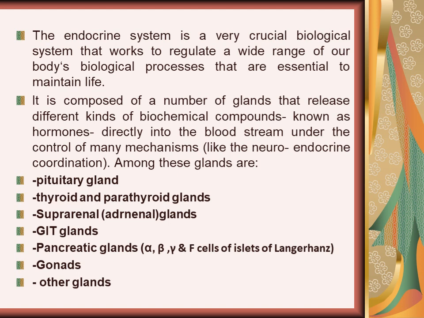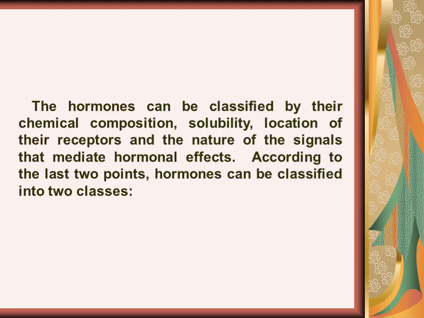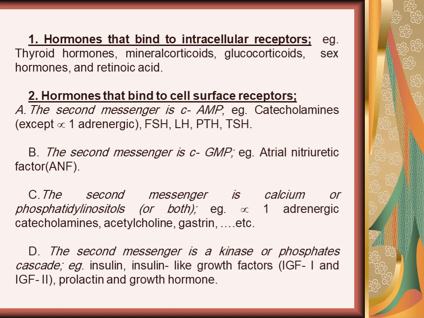Among these glands are the pituitary gland, thyroid and parathyroid, suprarenal (adrenal) gland, GIT glands, and the pancreatic gland, which includes different types of cells called the alpha, beta, gamma, and F cells of the islets of Langerhans. And there are the gonads with their hormones. The hormones can be classified by their chemical composition, solubility, location of their receptors, and the nature of the signal that mediates hormone action. According to the last 2 points, hormones can be classified into 2 classes.